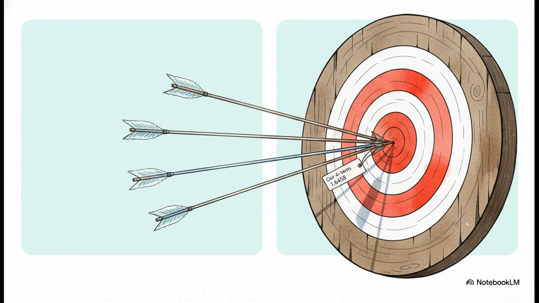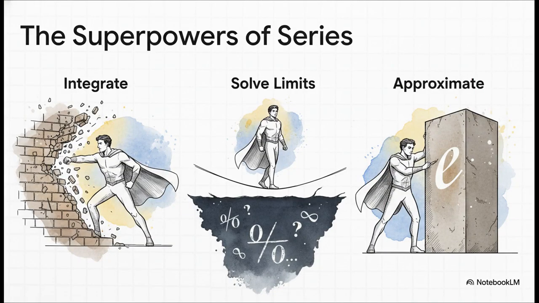This is the power of series in action, and it's happening millions of times a day in devices all over the world. So let's just recap the superpowers we've unlocked today. Taylor series let us integrate functions that were basically unintegratable before. They let us blow through complex limits with simple algebra. And they give us the ability to approximate pretty much any function to whatever degree of precision we want.